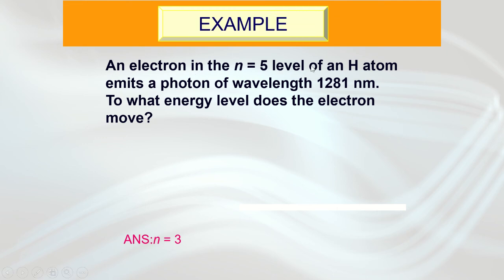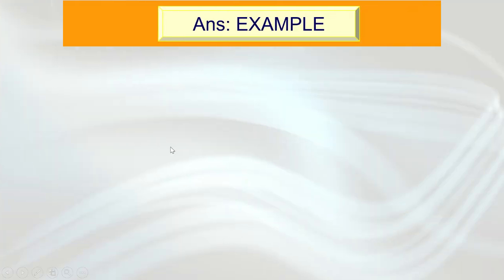So an electron in the n equal to 5 level emits a photon of wavelength 1281 nanometer. To what energy level does the electron move? So now we have n. This is n2 because it falls from n equal to 5 to a lower energy level. That means n1 is smaller. So now you have to calculate n1, given the value of wavelength. Don't forget to convert it into meter because we need to cancel the unit meter.